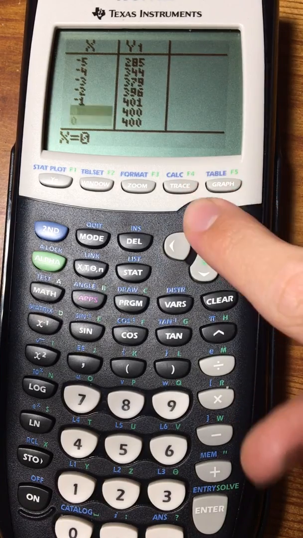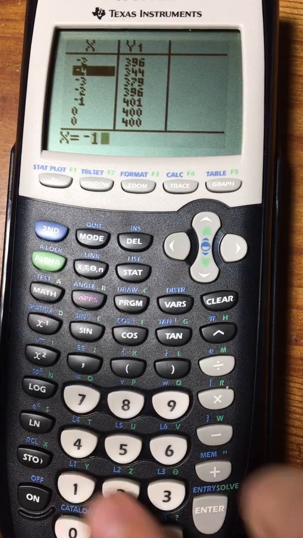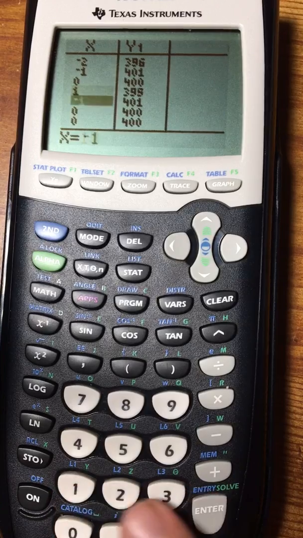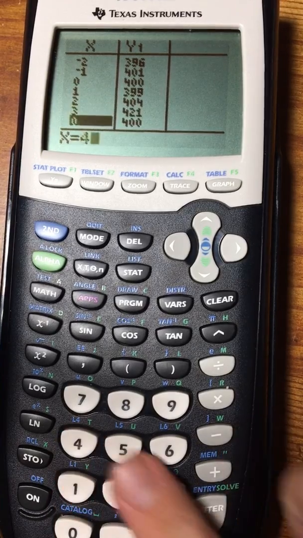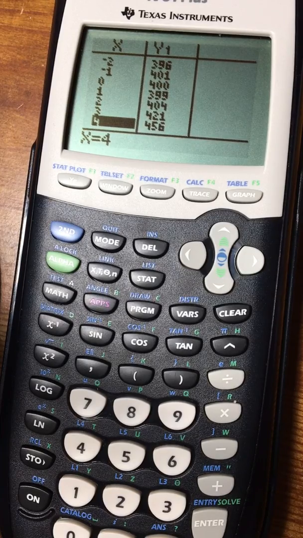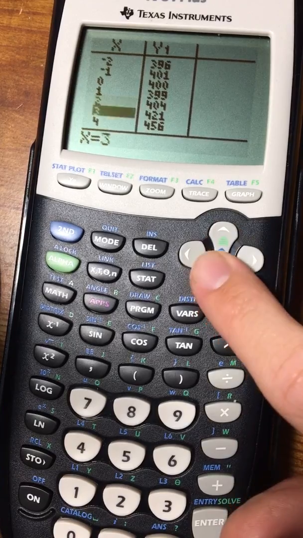So now let's go back to the top. Let's start from -2. -2, -1, 0, 1, 2, 3, and 4. So, as you can see, it started to get a little bit further away after 3.